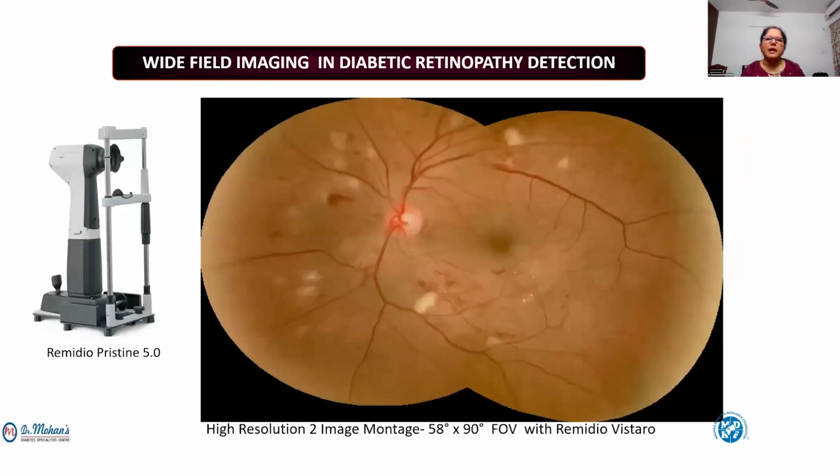So this camera which we evaluated is now the Remidio Pristine camera. You can see that the montage gives a high resolution image with a horizontal view of about 90-degree field of view and a 58-degree field of view vertically, showing the various lesions quite clearly.